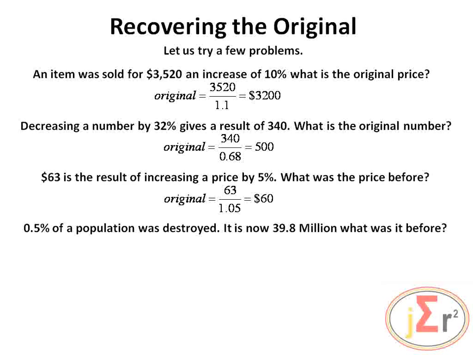0.5% was destroyed. That means we are down to 99.5%. So 99.5% is what's left. So if we want the original, we'll have to divide by 99.5%. And what is that? That is going to be taking 2 more decimal places to the left, 0.995. So we are dividing 39.8 by 0.995. Lovely. 40 million.